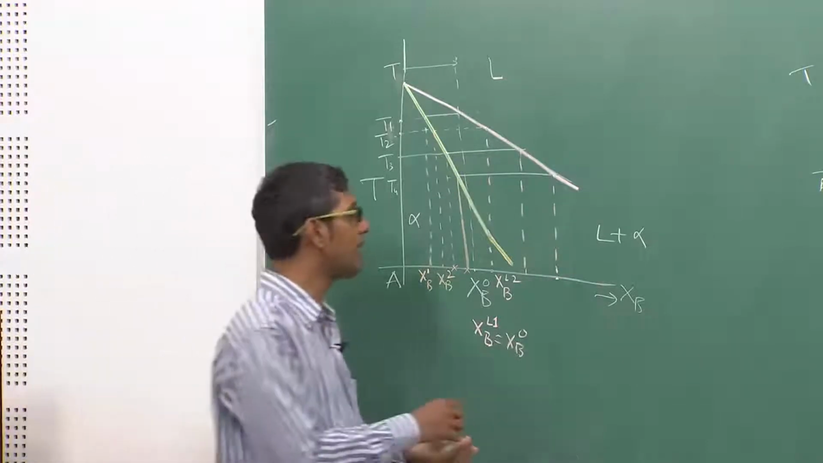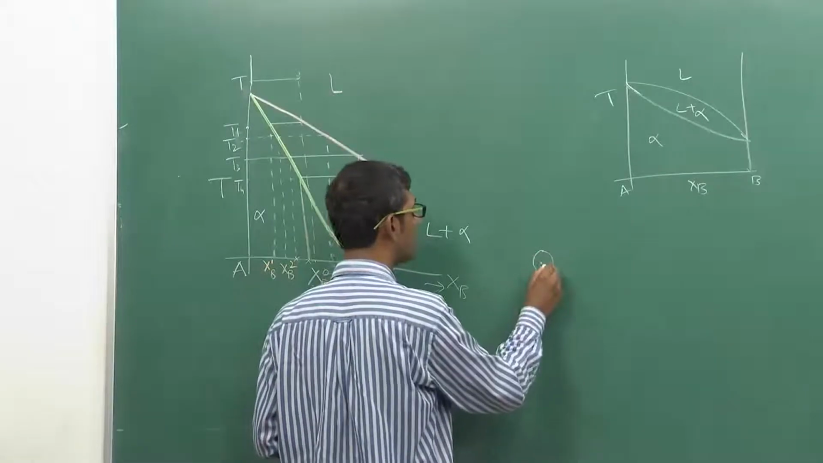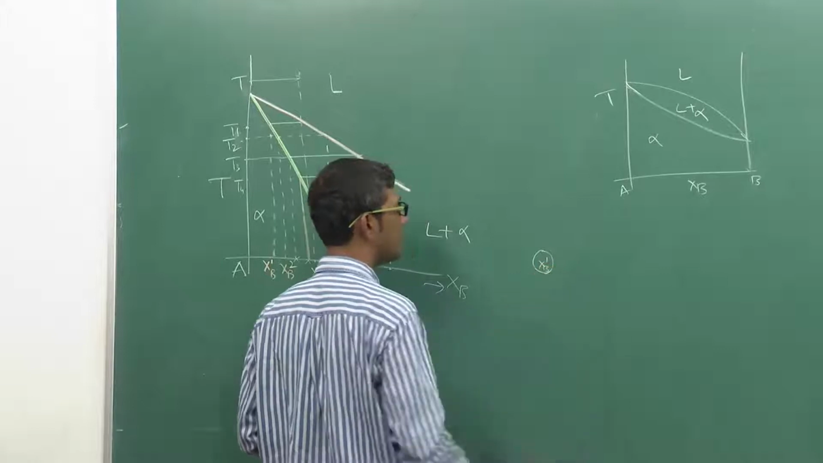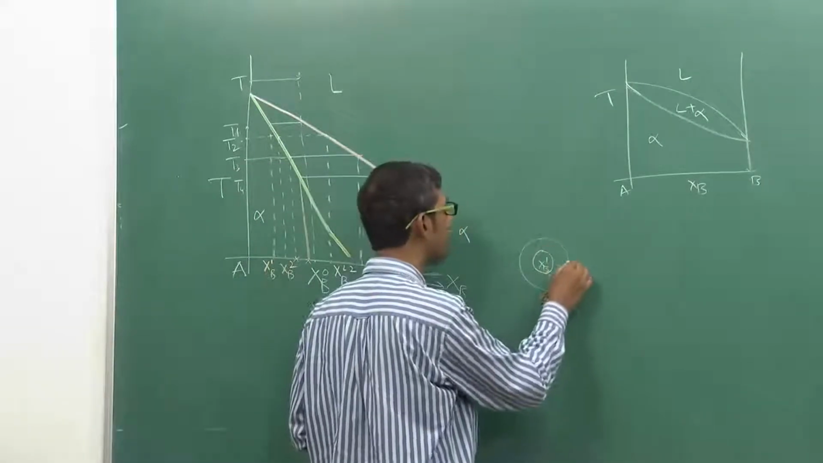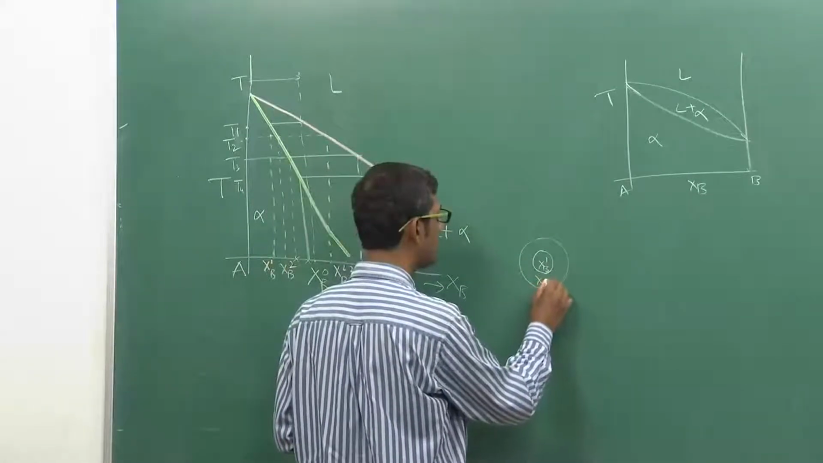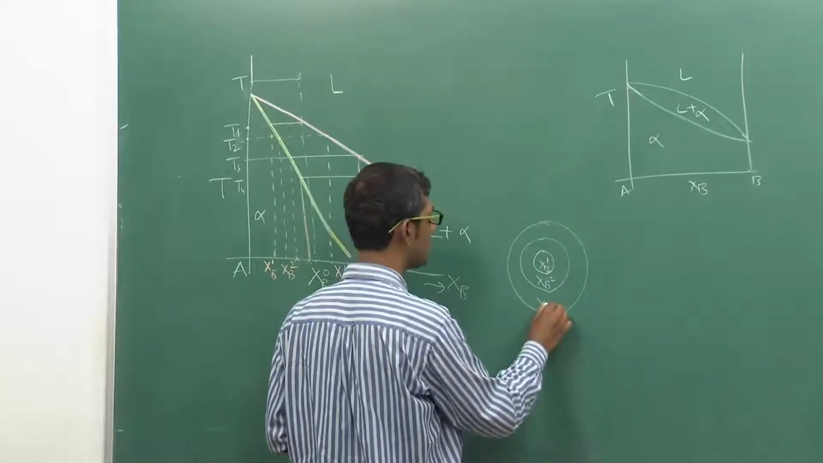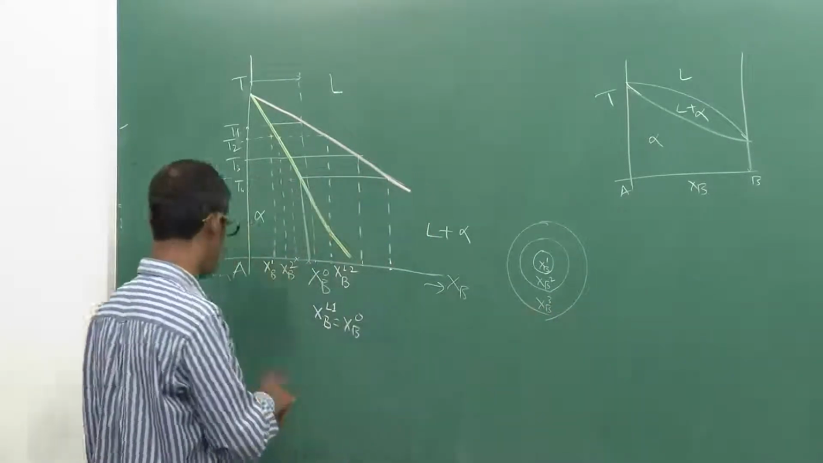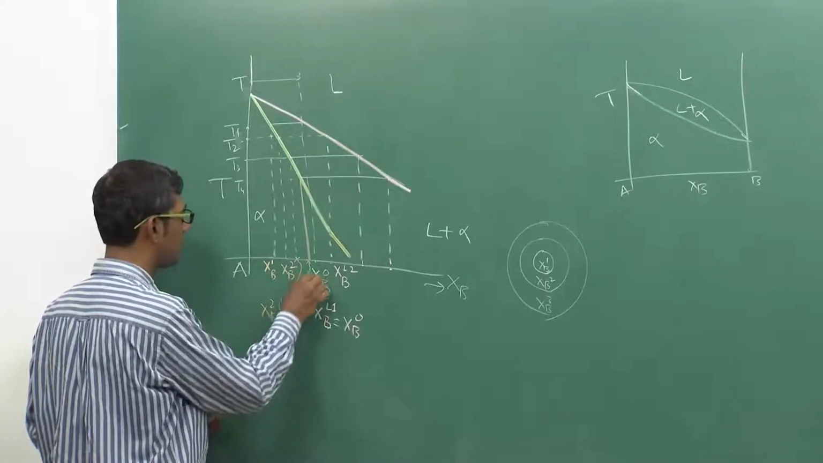To give an idea, let us suppose at T1 I have a solid which is formed. This solid has a composition of XB1. At T2 there is another solid formed, obviously forming on the surface of this first one. This has a composition of XB2. At T3 it has a composition of XB3, suppose. XB3 is here, XB3 is here, and this is XB4.